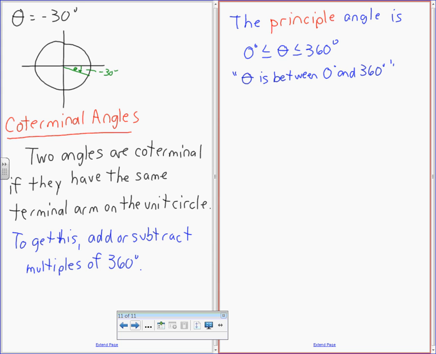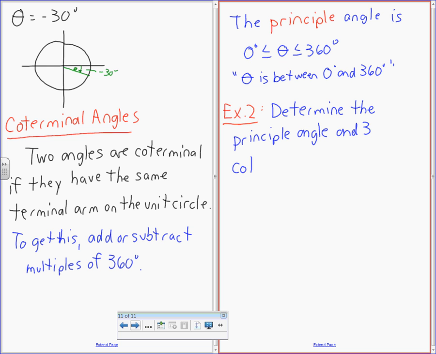So again, I'm going to do an example right now. Example 2 is going to say, determine the principal angle and 3 coterminal angles for theta equals 500. So this is the question that Chris was asking there. What if your angle's on the outside of 0 to 360?